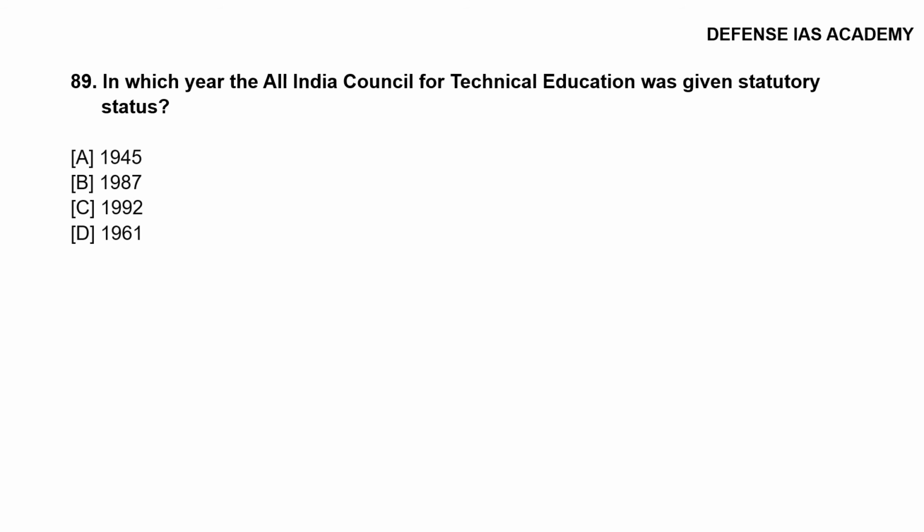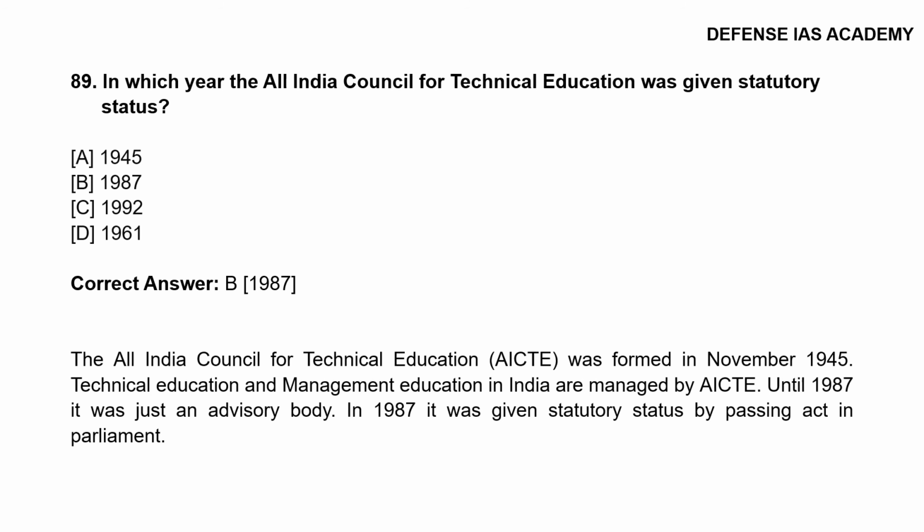Next question, 89. In which year the All India Council for Technical Education was given statutory status? The correct option is option B, 1987. The AICTE or the All India Council for Technical Education was formed in the month of November 1945. Technical education and management education in India are managed by AICTE.